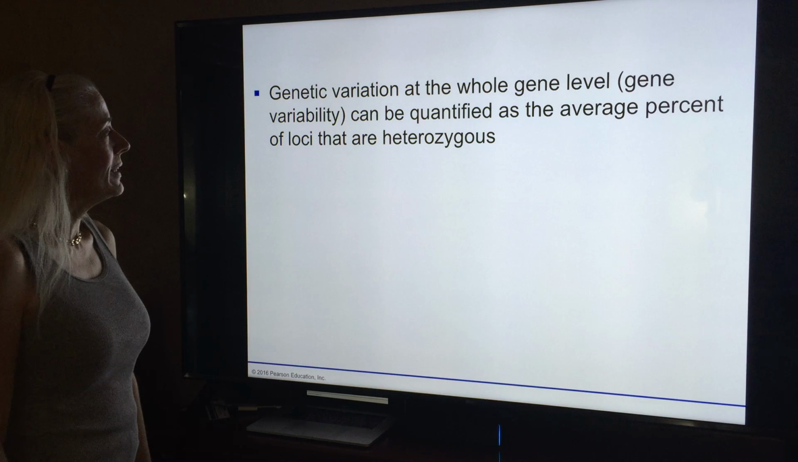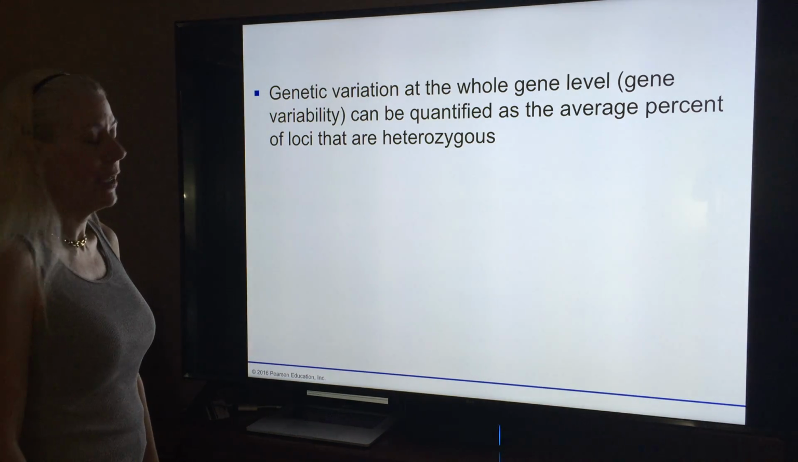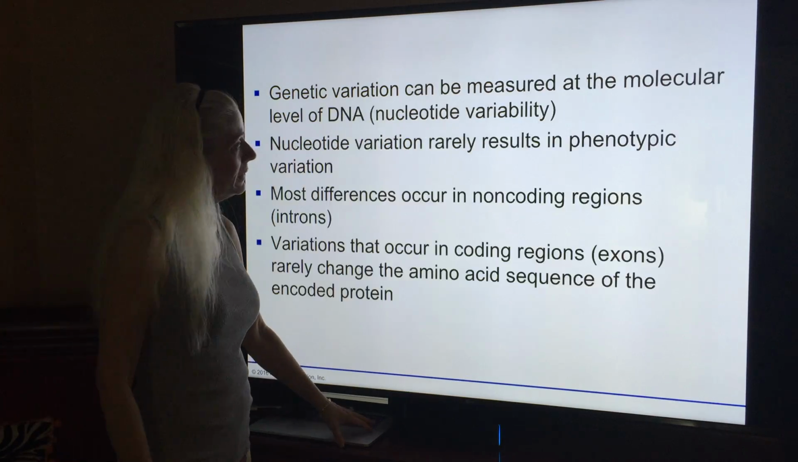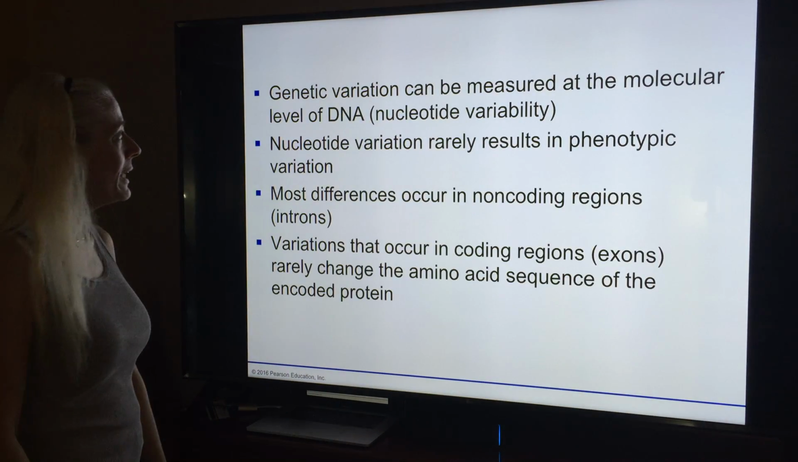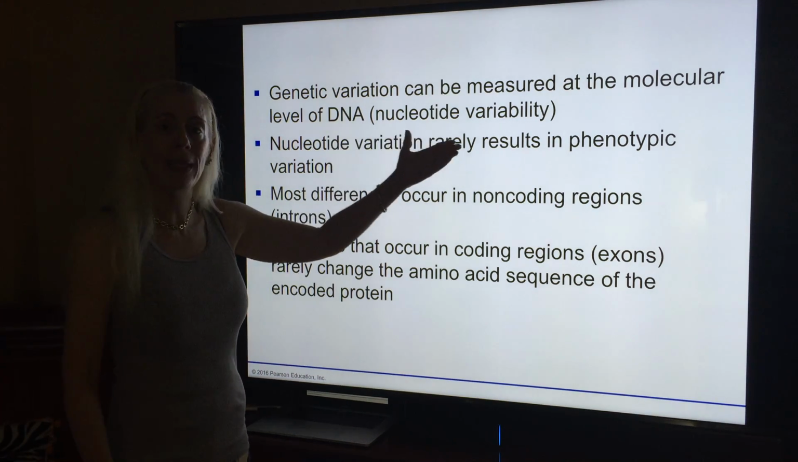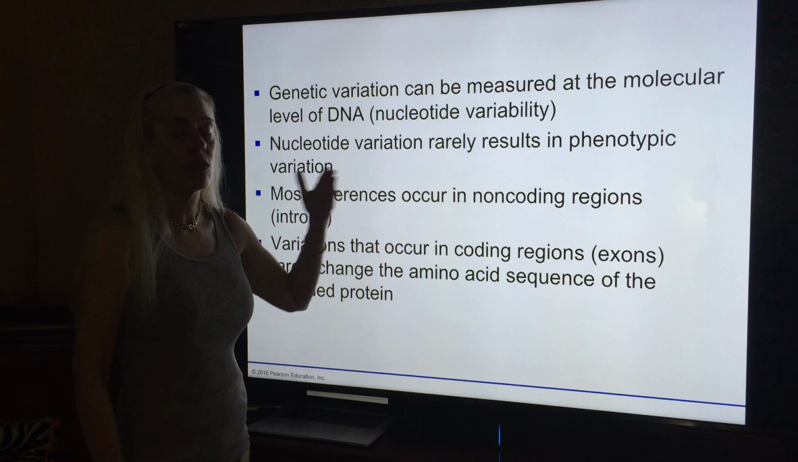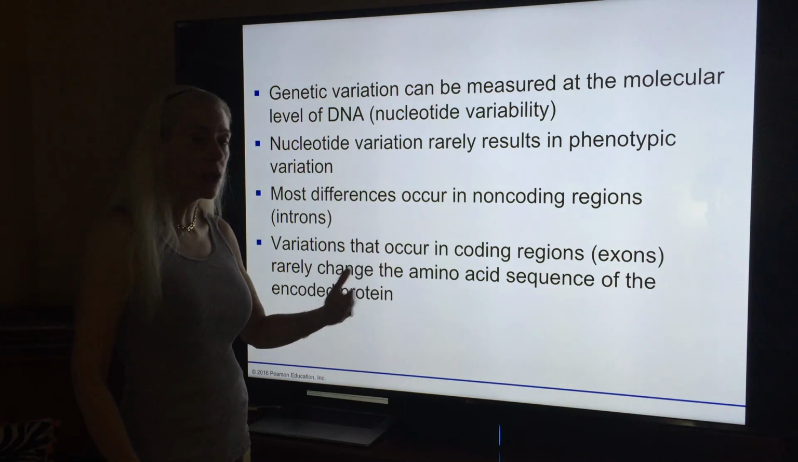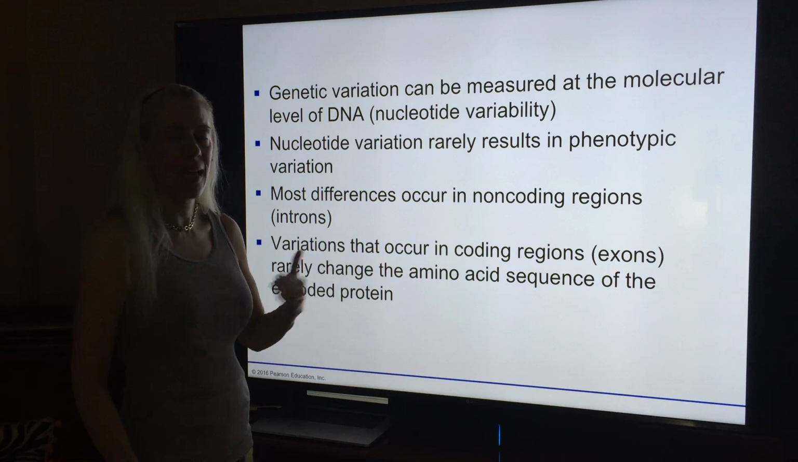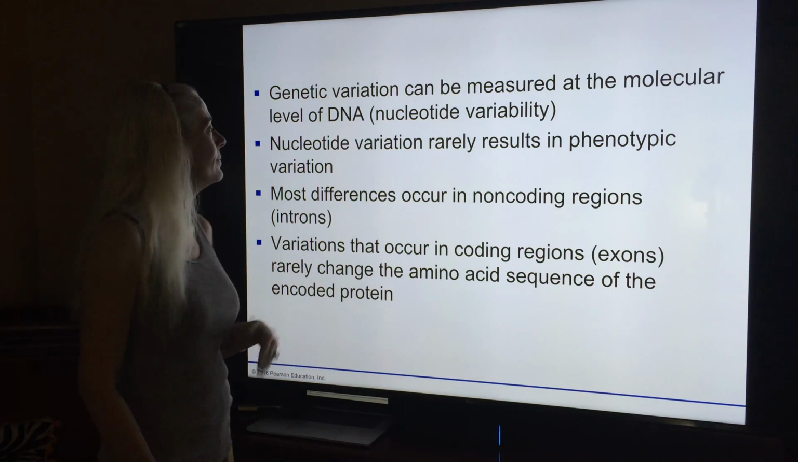It can be quantified as the average percent of loci that are heterozygous. No one is ever going to ask you that. Let's just keep moving through that one. It can be measured at the molecular level of DNA. This is where scientists look at the amino acid sequence to see how different organisms vary.